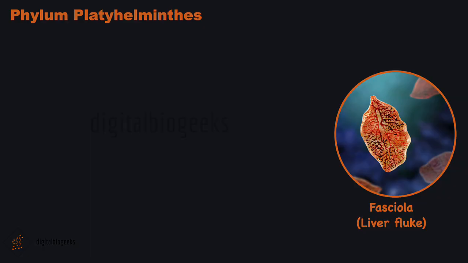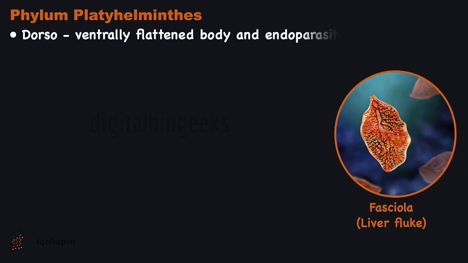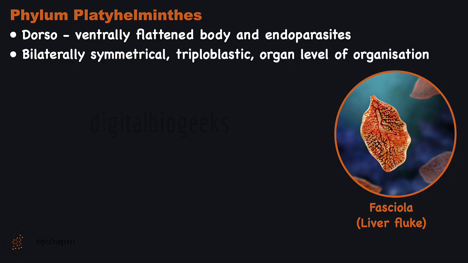Phylum Platyhelminthes. They are called flatworms as they have a dorso-ventrally flattened body. They are endoparasites, meaning they live inside the tissues or organs of animals, including humans. They are bilaterally symmetrical organisms where the body can be divided into two identical halves only in one plane. They are triploblastic with 3 embryonic layers, ectoderm, endoderm and mesoderm.